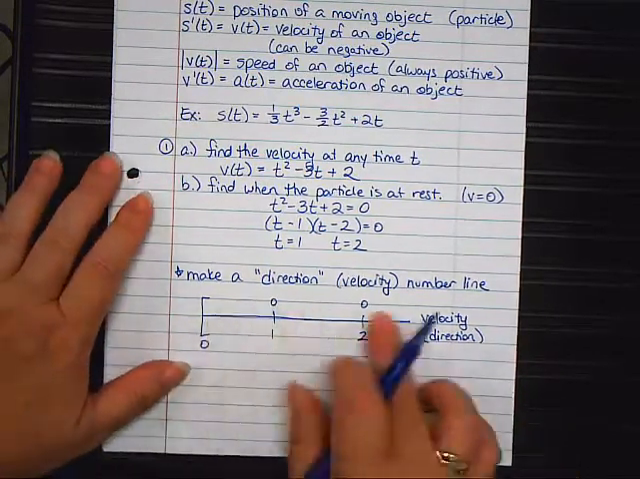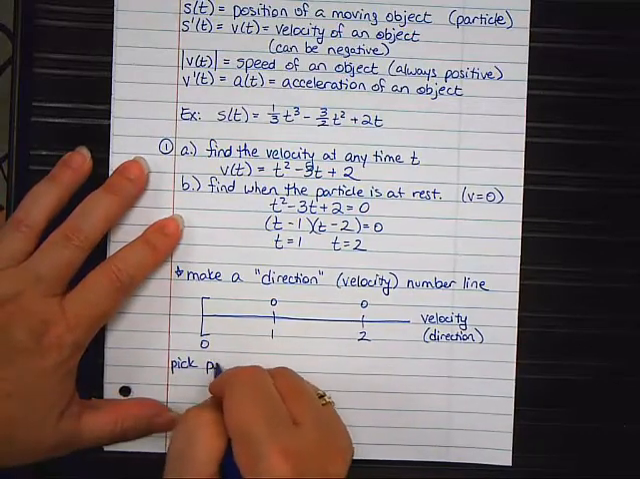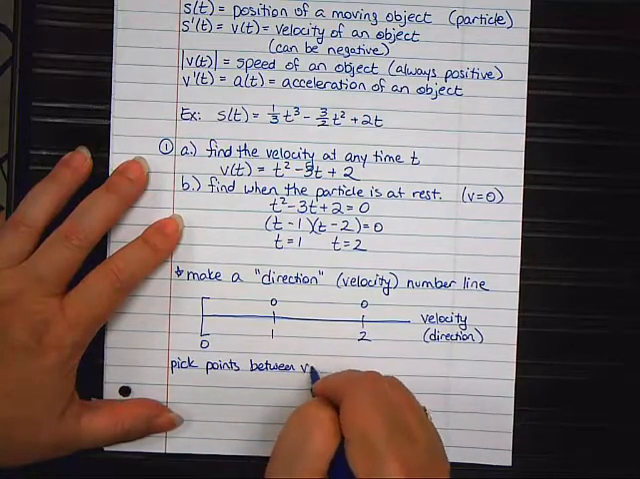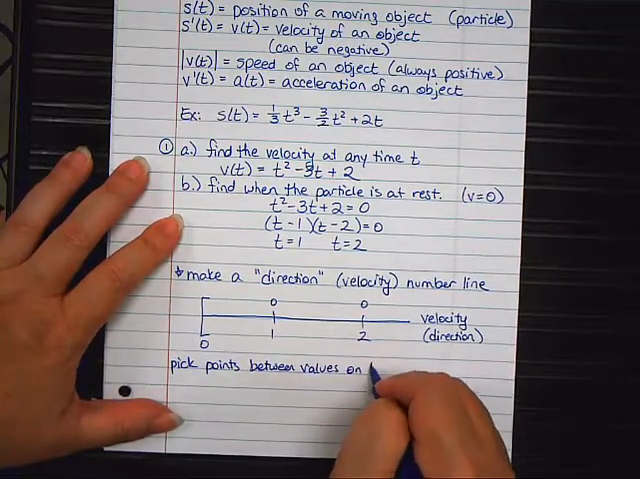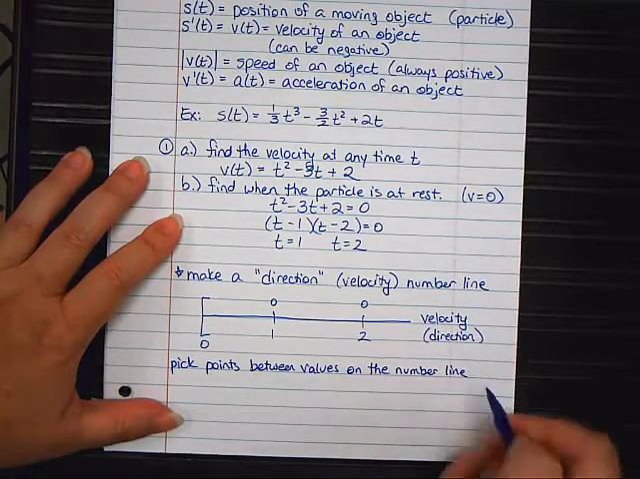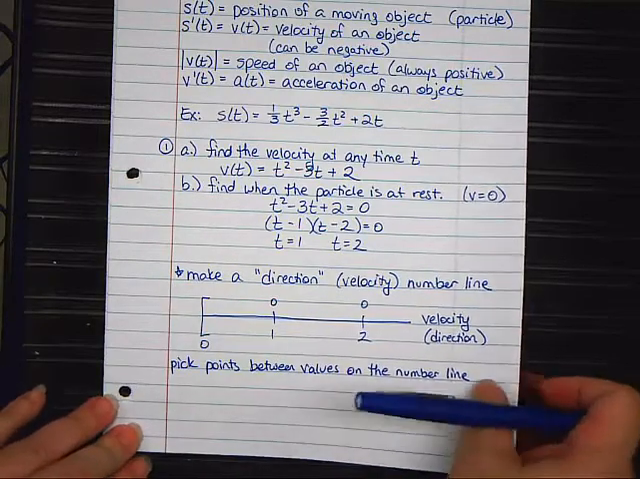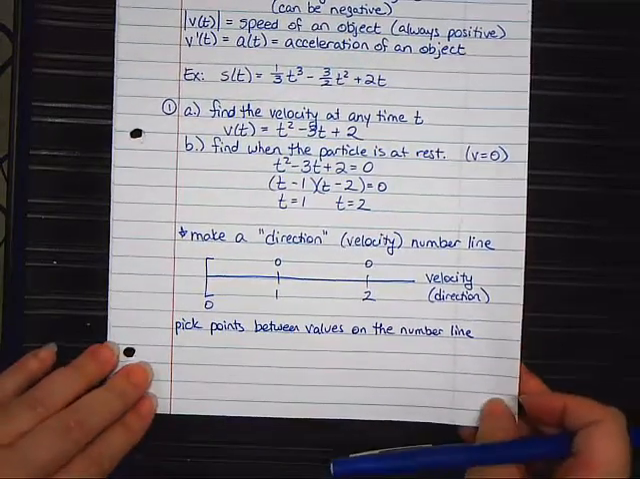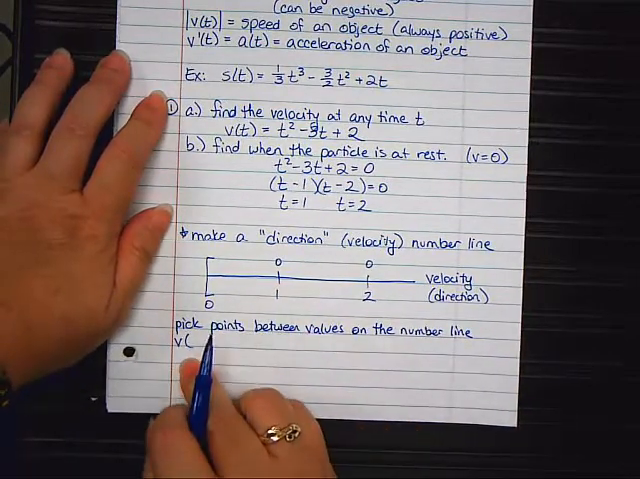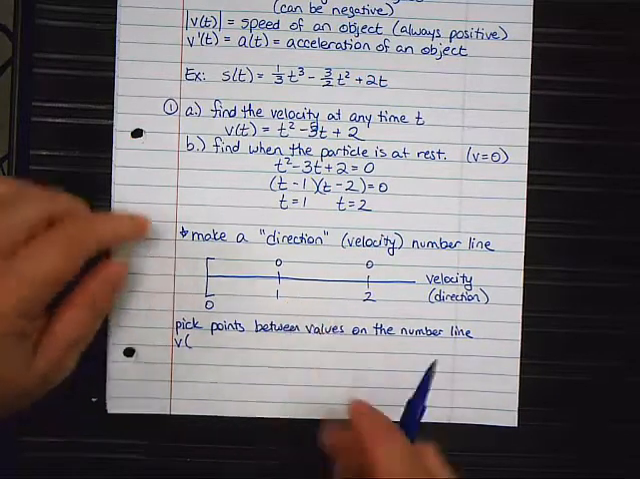So here's how we're going to find out what it's going to do. We're going to pick points between those values on the number line, and we're going to see what sign the velocity is. Okay? So we're going to find the velocity at some number between 0 and 1. What do you want to use? 0.5. That sounds good to me.